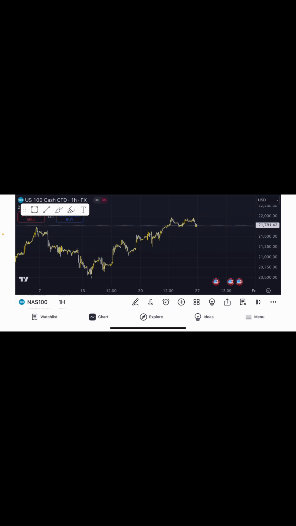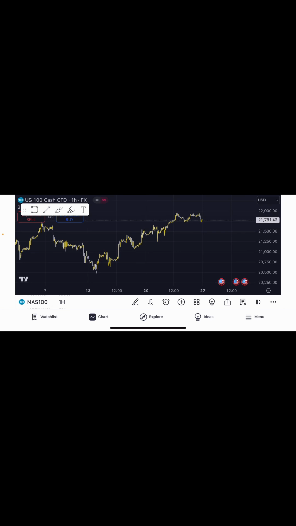So step 2, we are going to identify our swing points. This is our swing low, this is our swing high, this is our swing low, swing high, swing low, swing high, swing low, swing high, and so forth. So you understand, guys.